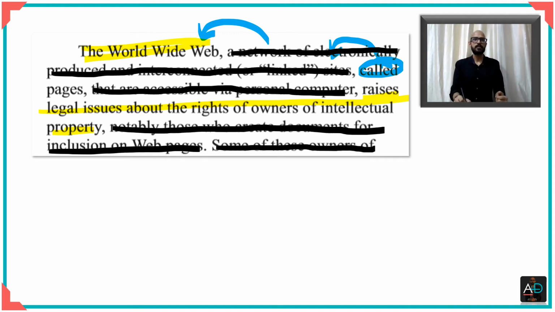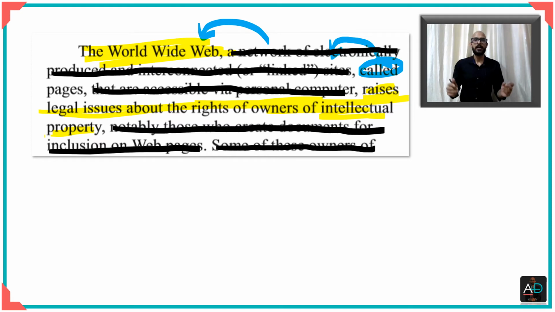The sentence that remains is that the World Wide Web, this thing in yellow, the World Wide Web raises legal issues about the rights of owners of intellectual property. Wow, this is a good looking sentence. It's a short sentence and makes a lot of sense. It means that we have picked out the right things. This is also a method of cross-checking.